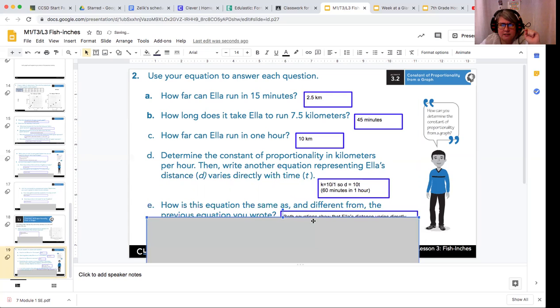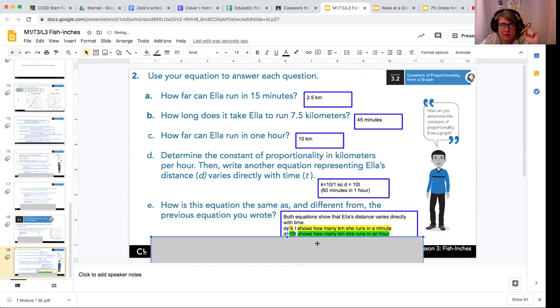So how is the equation the same as and different from the previous equation? I kind of just talked about that. Both equations show that Ella's distance varies directly with time. There's definitely a direct variation. It's definitely a proportional relationship. In this first one, D equals 1/6 T. That shows me how many kilometers she runs per minute. In this one, when I change the 1/6 to a 10, that shows me how many kilometers she runs in an hour. How much she runs in an hour.